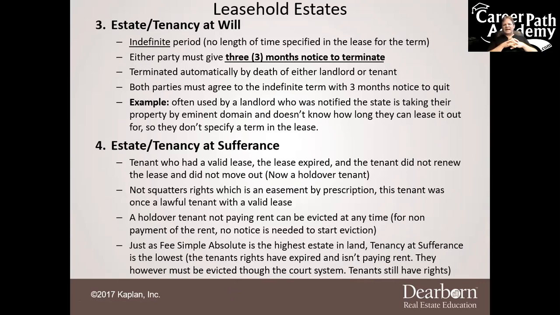So a tenant at sufferance is basically this. The tenant who had a valid lease, their lease expired, they did not renew the lease, they did not move out, and they're not paying rent. So every day that they remain there, they're causing the landlord to suffer. Thus, the tenancy at sufferance. But that tenant still has rights. The landlord cannot evict, cannot kick them out. They need to do that through the court system. Remember, the only way to remove a tenant is through the court system.